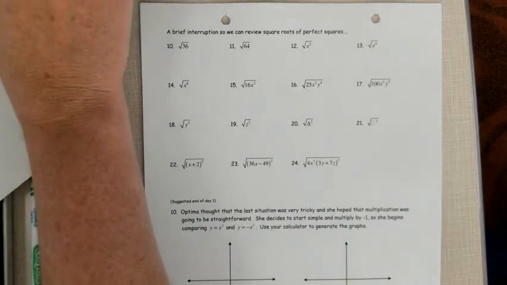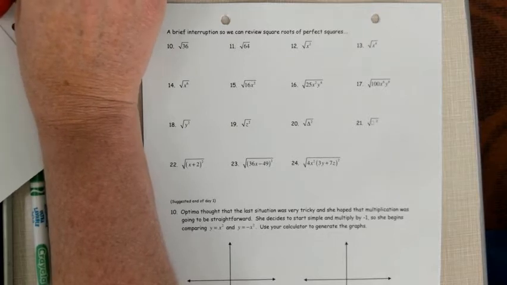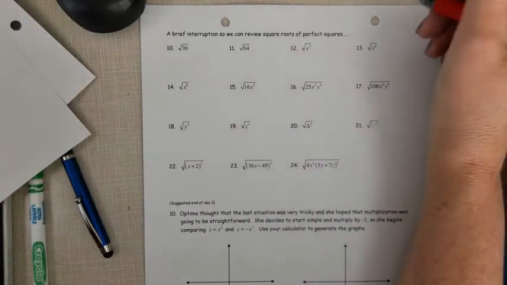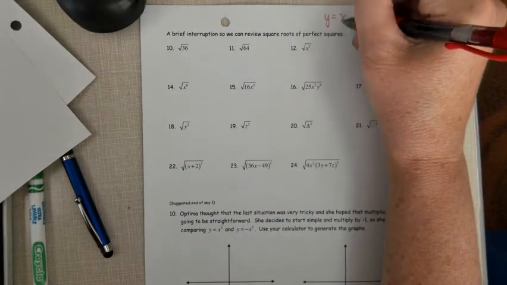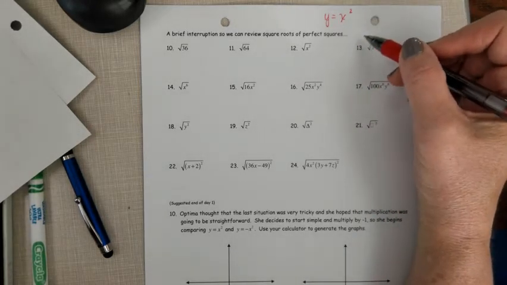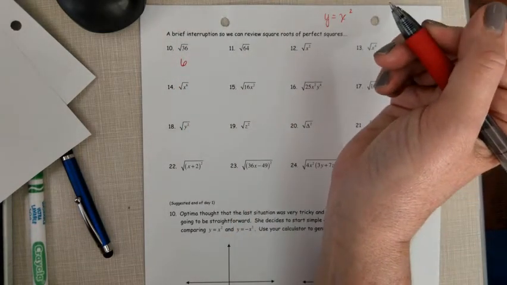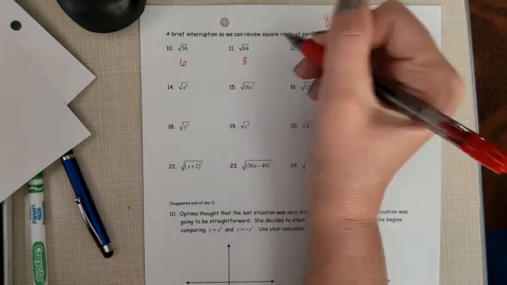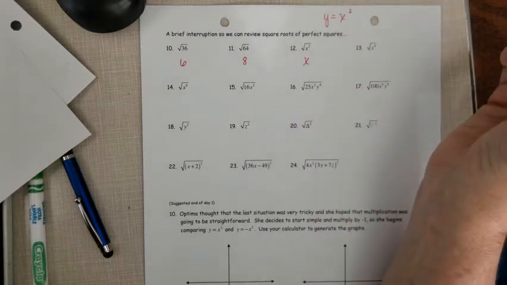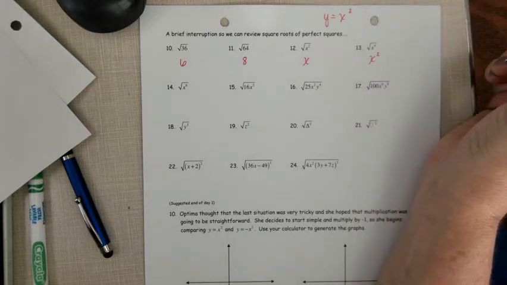We took a brief interruption so we can review square roots of perfect squares. As you can tell where we're headed, it's all about that parent graph, y equals x squared. So you have to know how to take the square root of a number. Now if it's perfect, square root of 36 is 6. The square root of 64 is 8. The square root of x squared is x. The square root of x to the 4th is x to the 2nd.